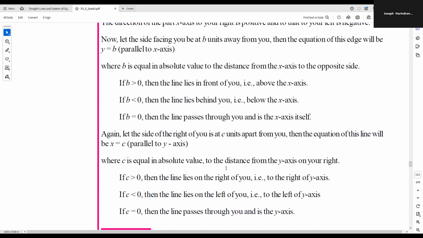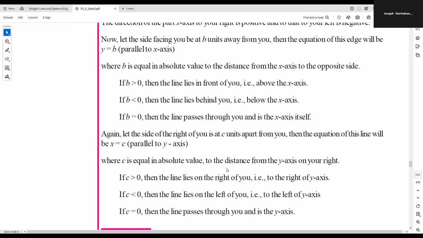If c is equal to 0, then the line passes through the y-axis itself. It is nothing but the equation of the y-axis itself. The equation of the y-axis is hence x is equal to 0. And the equation of the x-axis is y equal to 0. That's all. This is a very important introduction.